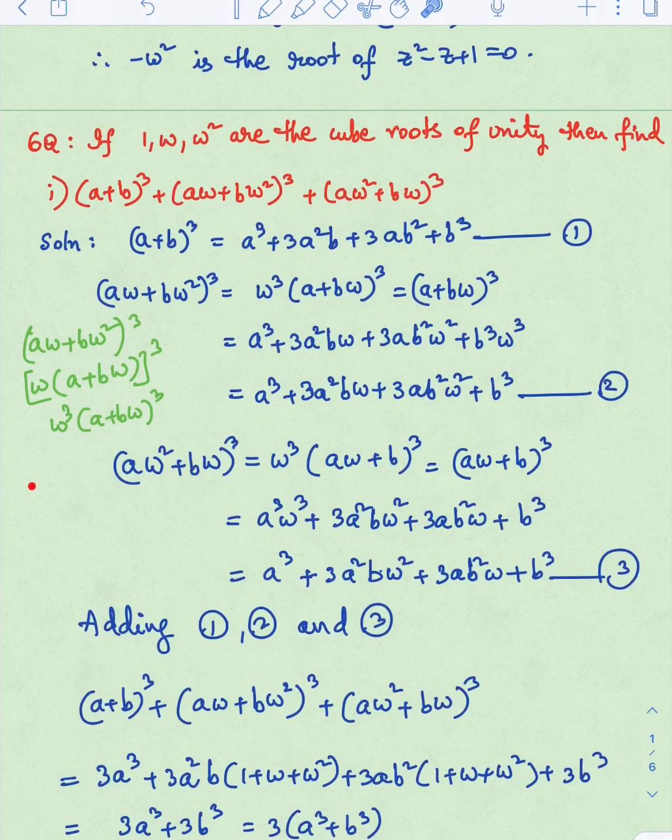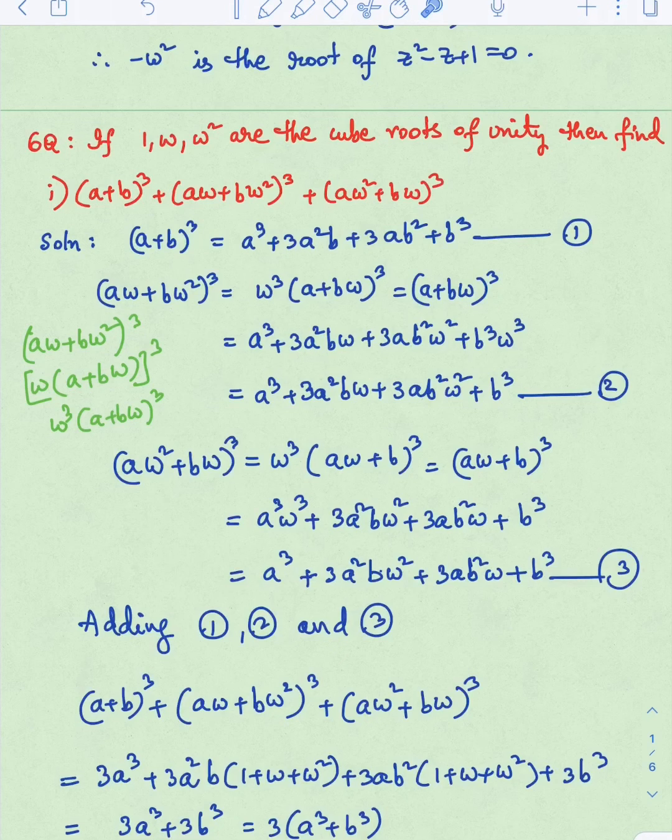Now coming to the third one. Here also omega is taken common. A omega plus b remains inside. It is omega cube. It is 1. Only this is to be written in the next step. And apply this formula. You get this result. Here also omega cube is 1, means it is just a cube. Remaining two terms the same, here b cube.